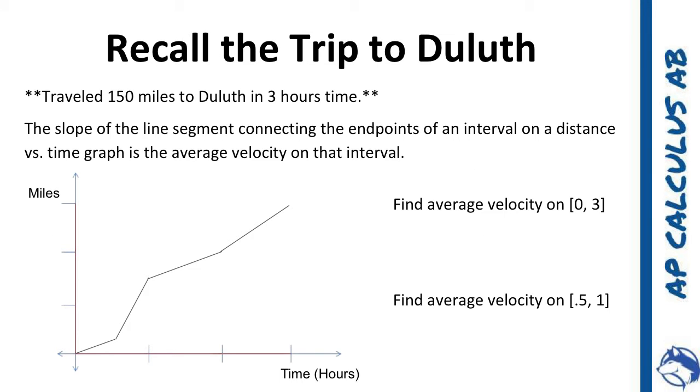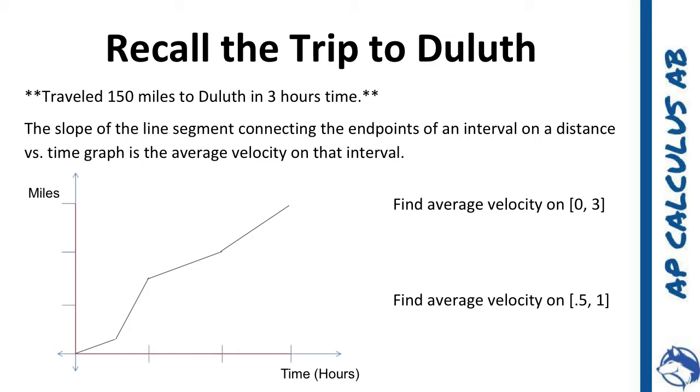So if we recall the trip to Duluth, and I know that this isn't the exact curve that I had before, but this is what it was meant to have. Over the course of this 3-hour time period, we traveled 150 miles. So the slope of the line segment connecting the endpoints of an interval on a distance versus time graph is the average velocity on that interval.